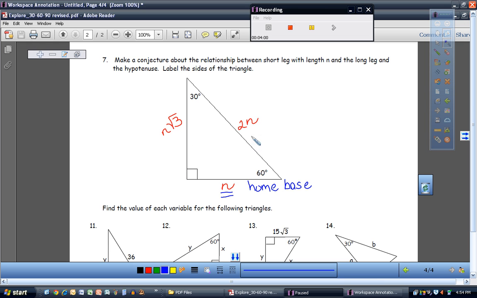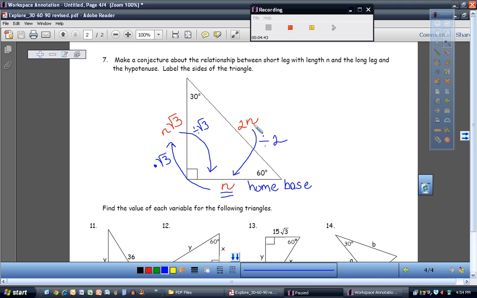So for example, if I have the length of the hypotenuse and I want to find the length of the long leg, I have to come back to my home base first, and I would do that by dividing by 2. Then, if I want to go from my short leg to get to my long leg, I would get that number by multiplying by the square root of 3. It also works the other way. If I have my long leg and I want to find my hypotenuse, I first go back to my short leg, dividing by the square root of 3.